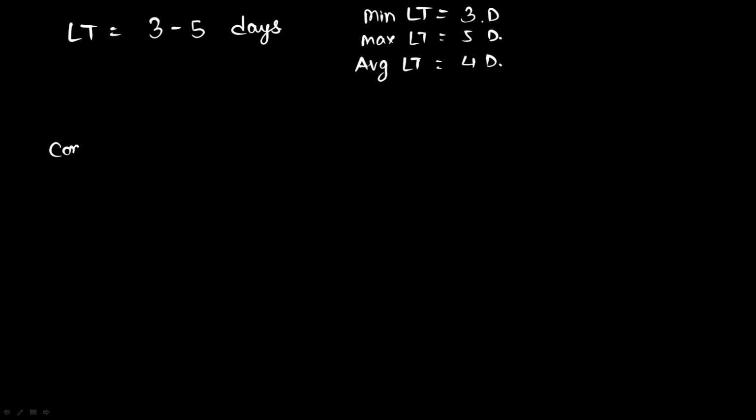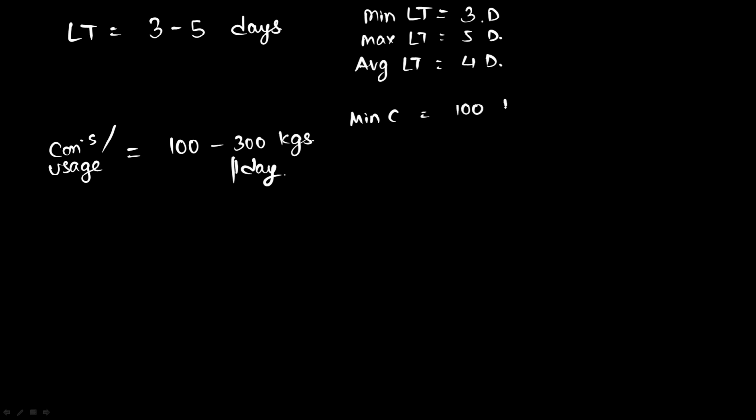My consumption or usage is 100 to 300 kgs per day. So what will be minimum consumption? 100 kgs. Maximum consumption 300 kgs. And in absence of information, I will be taking average consumption as 200 kgs. So in absence of information, I will be taking simple average, right?